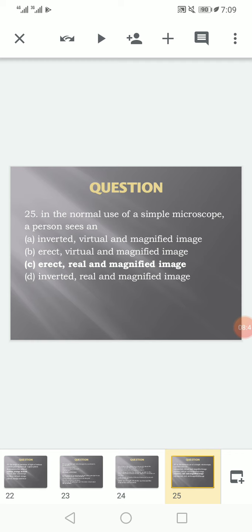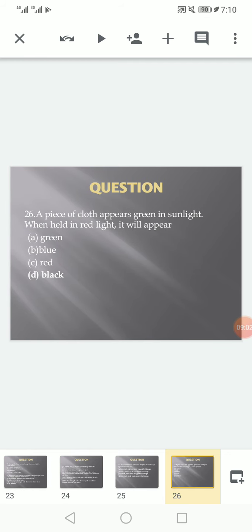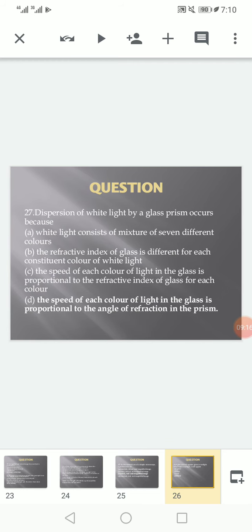25. In the normal use of a simple microscope, a person sees an erect, virtual, and magnified image. That is, in the use of a microscope, what kind of image will a person see? The image will be erect, virtual, and magnified. A piece of cloth appears green in sunlight, which held in red light will appear what color? That's question 26. It will appear black. It will not appear green, blue, or red, but it will appear black.